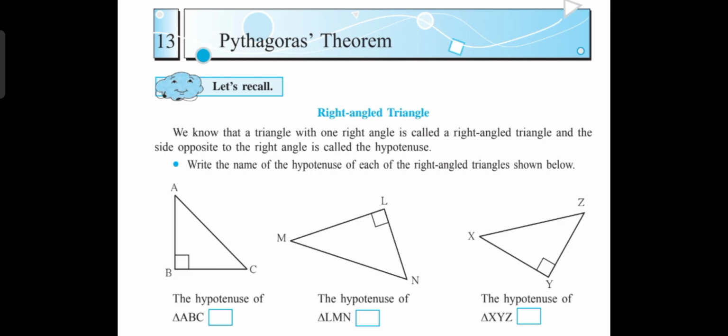Then the third triangle is XYZ, and in that you have to find the hypotenuse. So what is the right angle? Angle Y, that is 90 degrees. So what you have to find out is the hypotenuse. For finding the hypotenuse, you have to see the side which is exactly opposite to angle Y. That is side XZ. Side XZ is exactly opposite to angle Y. So the hypotenuse of triangle XYZ is side XZ. Is that clear how you are supposed to find the hypotenuse? Okay.